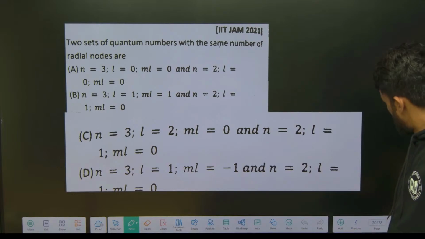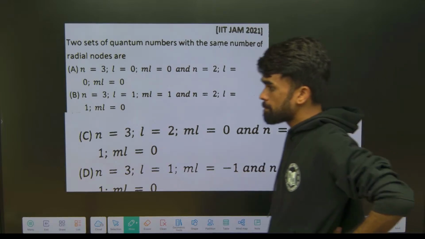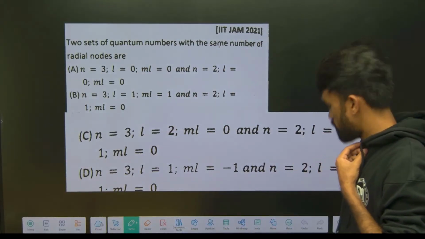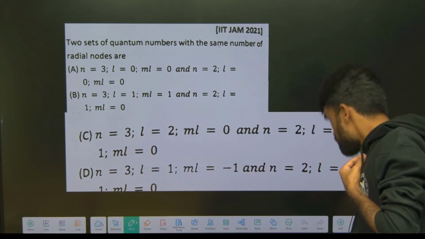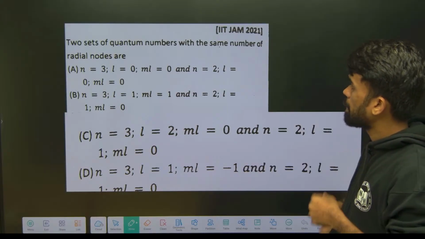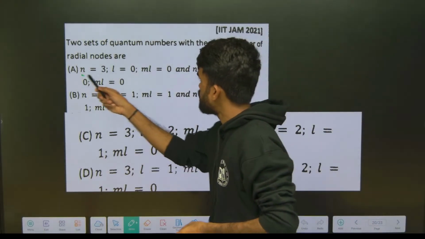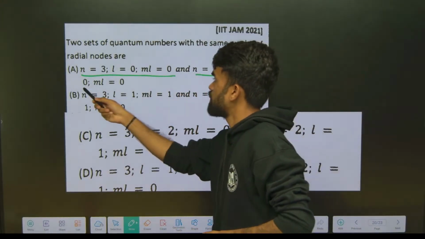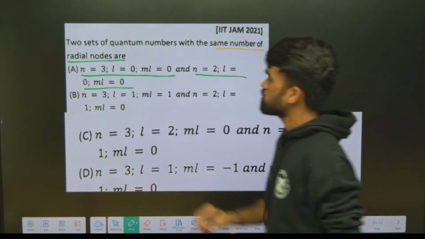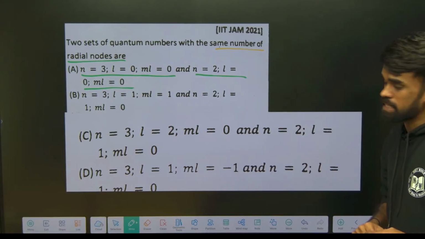Find two sets of quantum numbers with the same number of radial nodes. Radial nodes are n minus l minus 1. They have given one set, and the second set is given in each option. They should contain the same number of radial nodes, so it is easy to identify. Just check.